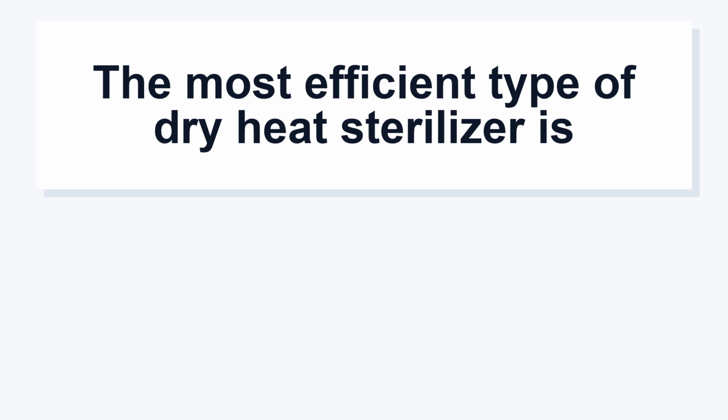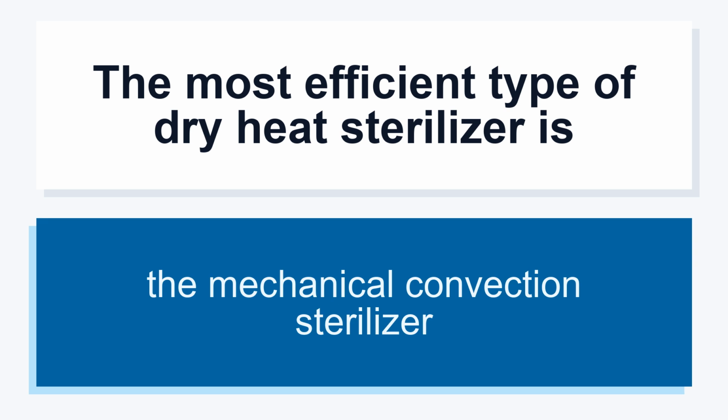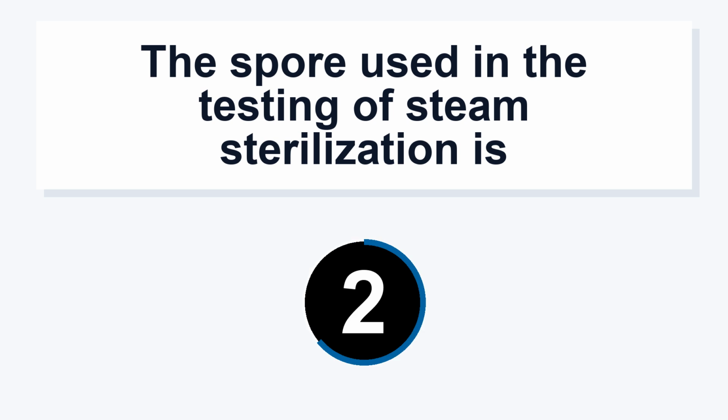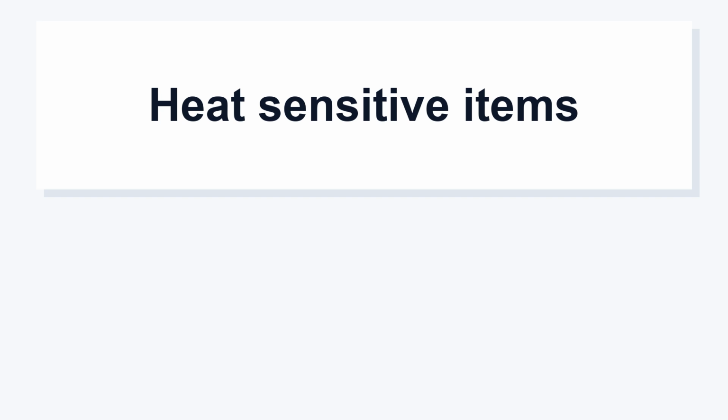The most efficient type of dry heat sterilizer is the mechanical convection sterilizer. The spore used in the testing of steam sterilization is Geobacillus stearothermophilus. Heat-sensitive items.